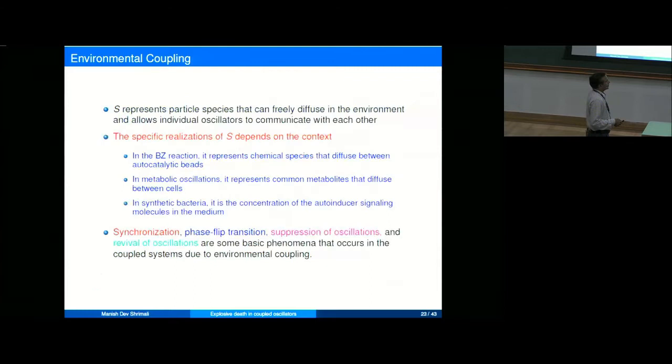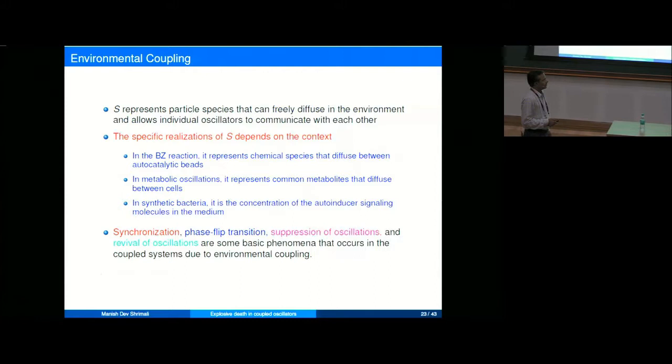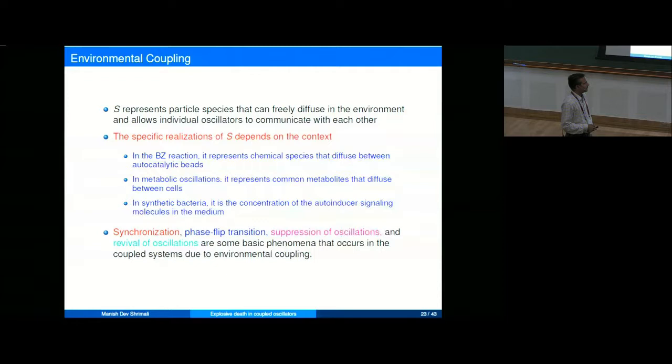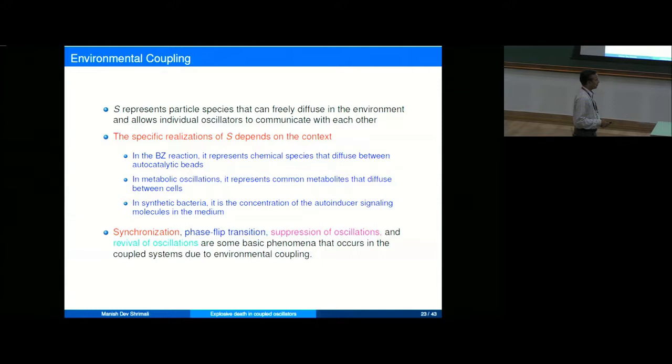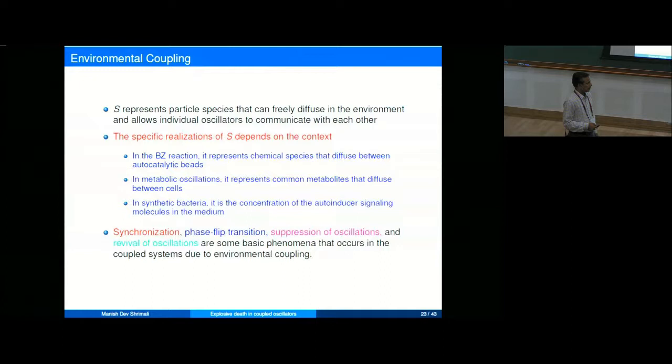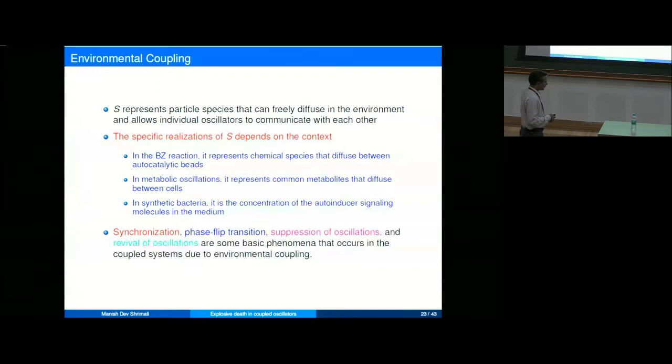You can see that there are many examples in nature, and in biological and chemical systems, like in the BZ reaction, the chemical species that diffuses between the autocatalytic beads, and in metabolic oscillations, the common metabolites that diffuse between the cells. Those are the kind of examples for environmental coupling. And in synthetic bacteria, you have auto-inducer signaling molecules in the medium which are communicating between the cells.